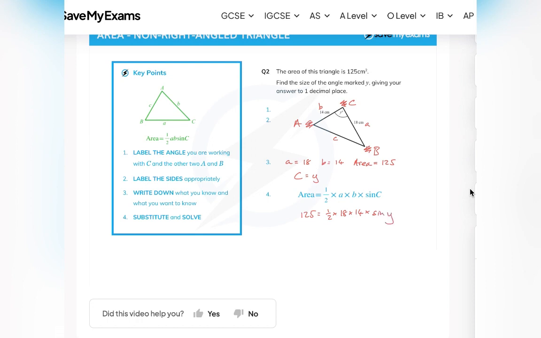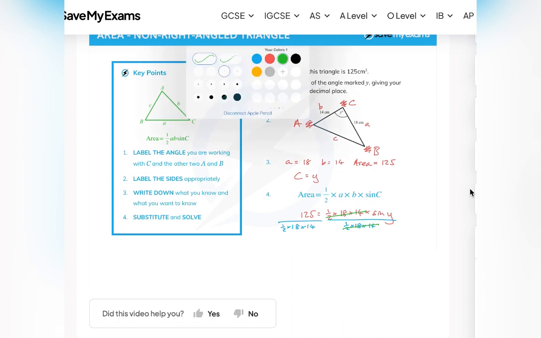And now I need to get sine y on its own. Well, it's sine y times all of this, so we can simply divide by all of that, and that will give us sine y on its own. So you divide by 1/2 times 18 times 14 on both sides. The point of doing that is that it all cancels on the right hand side, and I get sine y equals this, 125 over that. And I'm going to leave it like that.